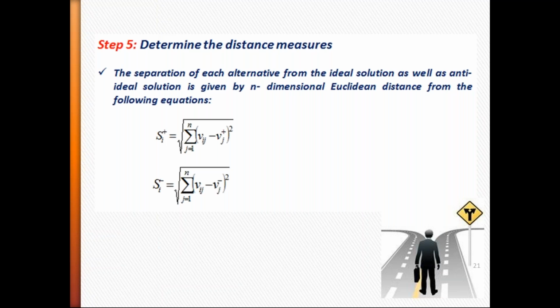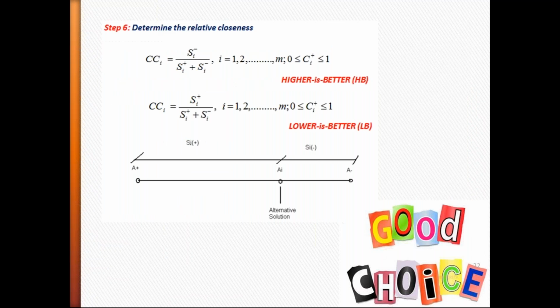And then by combining these two separation distance measures, we determine a unique index which is called closeness coefficient or relative closeness. Now how to determine it? Two equations are there. One is CCi, that is the closeness coefficient for the ith alternative, where i varies from 1 to m, equal to Si minus divided by Si plus plus Si minus.